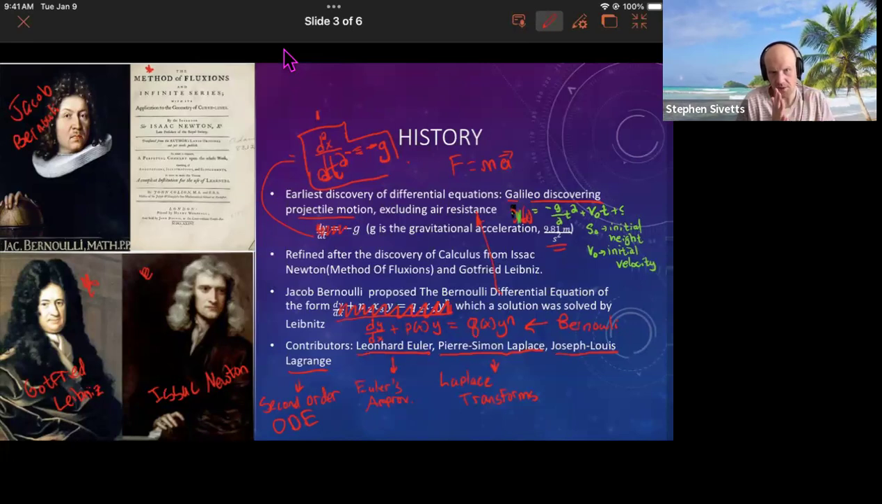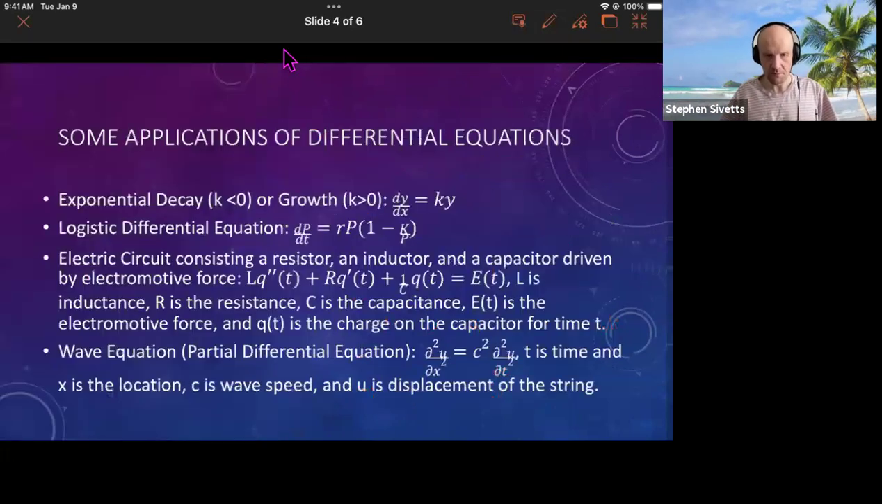And then there are many other contributors. These were the most famous that contributed to differential equations: Isaac Newton, Gottfried Leibniz, Bernoulli, Euler, Laplace. So this is a really exciting subject in math, and hopefully this will spark your interest in learning more about it. What's really surprising is that differential equations come up quite often in real life.